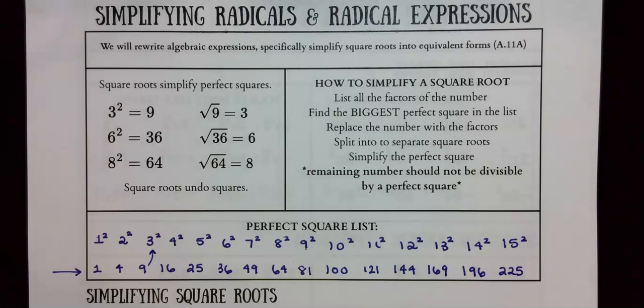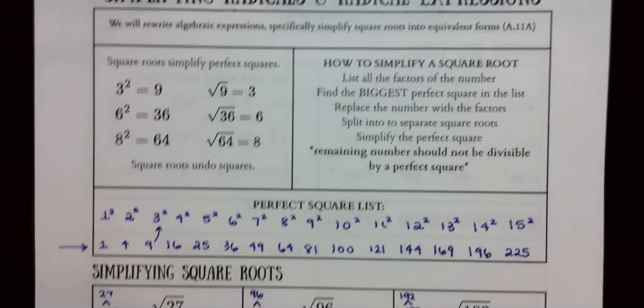Hello everybody, in this video we are going to continue our conversation of how to simplify radicals and radical expressions. In some of the previous videos we have already talked about what a perfect square is, and how square roots undo those perfect squares. We made a list of perfect squares up to 15 that we're using to help us break down these square roots.